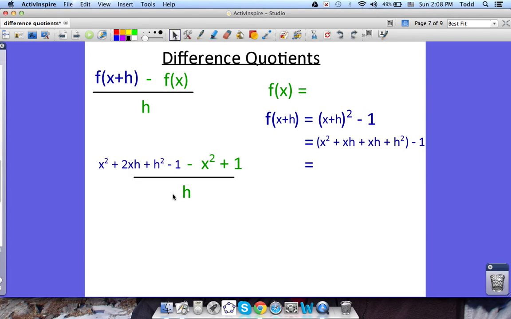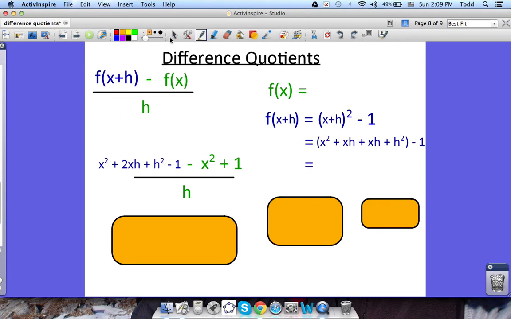Okay, so from here on, we're kind of off to the races. Look at this. We've got a positive x squared and we've got a negative x squared. Cancel. We've got a negative 1 and we've got a positive 1. Cancel. And when you do these things, you're going to find that these things cancel all the time. It's really nice. A lot of things drop out quickly. Okay, so what's left is just this part right here, 2xh plus h squared.